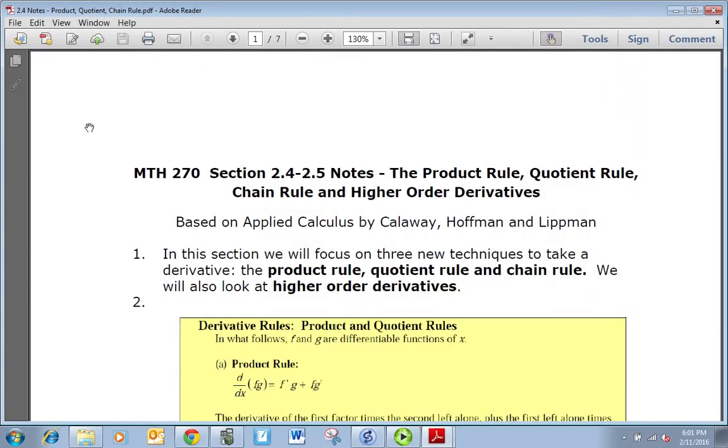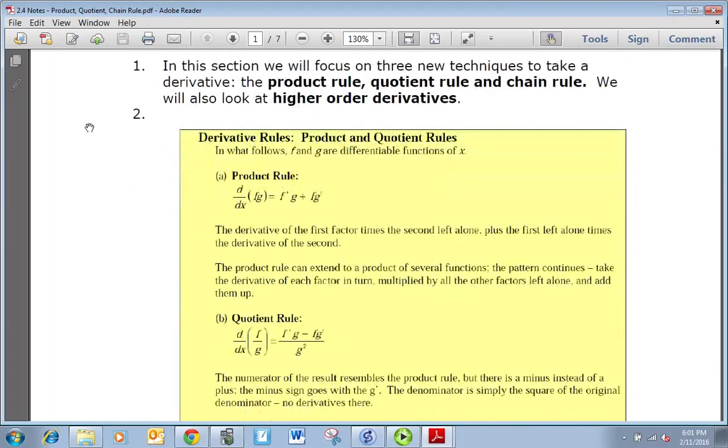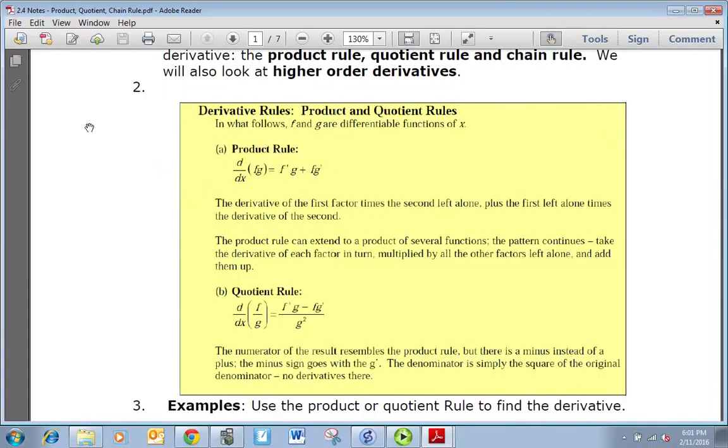All right, 2.4 through 2.5, we're looking at product rule, quotient rule, chain rule, and higher order derivatives. So, first thing we're going to look at are the product and quotient rules.